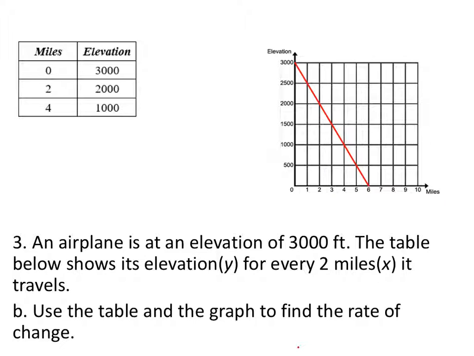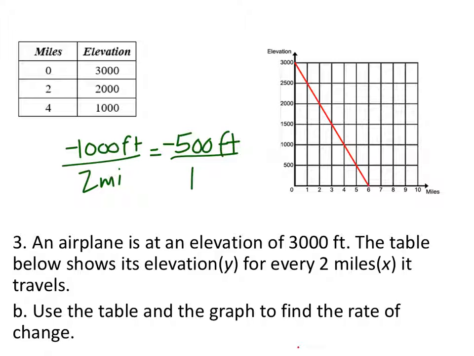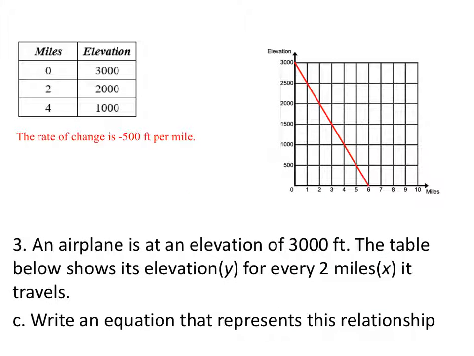All right then, use the table or the graph to find the rate of change. We already kind of did that on the last one. We already know that it's down 1,000 feet for every 2 miles. But this can be simplified also. It goes down 500 feet for every 1 mile. So this would be technically the simplified form of the rate of change, not only in the table but in the graph.